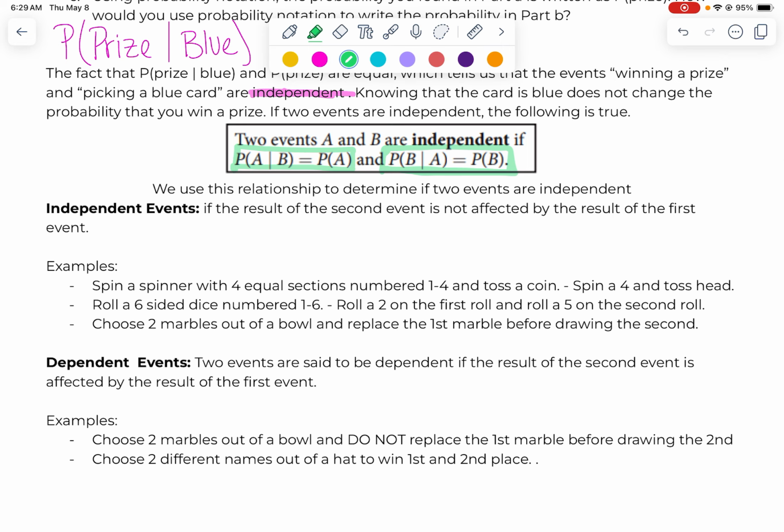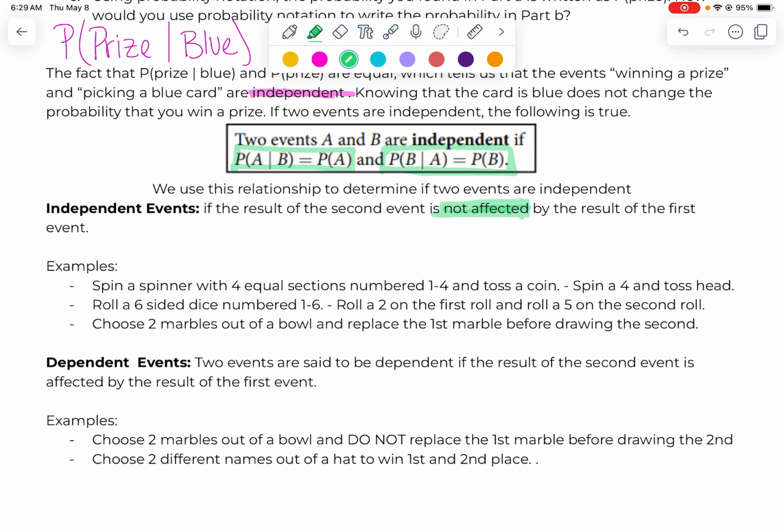Now we're going to take a detour for a moment, and we're just going to talk about independent and dependent events. So the definition of independent is they are not affected. So the second event is not affected by the first. Some examples: you can spin a spinner with 4 equal sections, numbered 1 through 4, and toss a coin. You could spin a 4 and toss heads. Those do not rely on each other for their outcome.